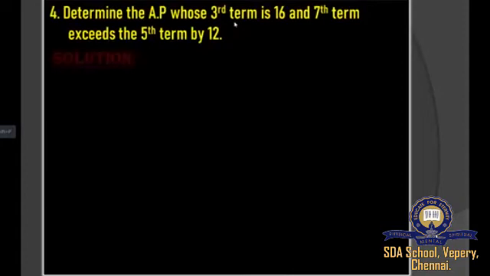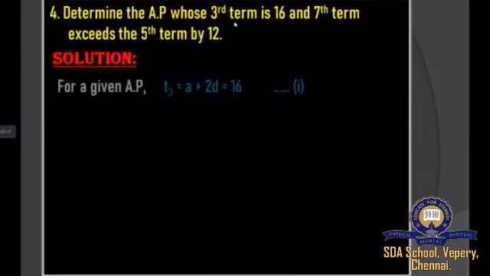So the first thing is, what is given here? Third term is 16. So can I write the third term as a plus 2d? So T3 is equal to a plus 2d, which is equal to 16, given in the question itself. That will be considered as the first equation.